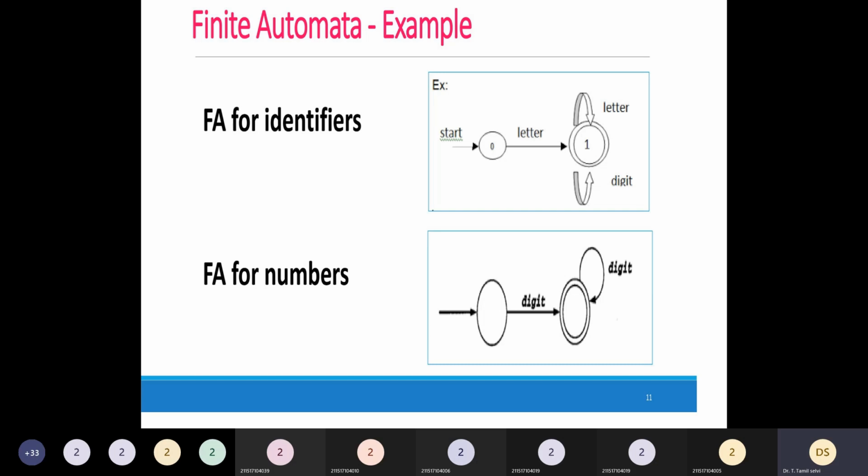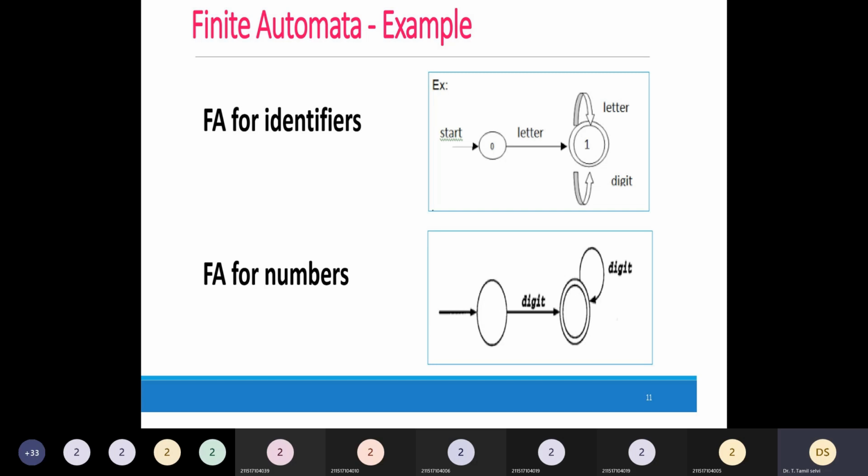So here 0 is the initial state, so we represent an arrow followed by a circle, and then you give the state name. 0 and 1 are the state names here, and the first transition is from state 0 to 1 with the symbol letter. Letter is nothing but the alphabets from small a to small z, capital A to capital Z, followed by any number of letters and then followed by a digit. So this is the finite automata for defining an identifier in any programming language.